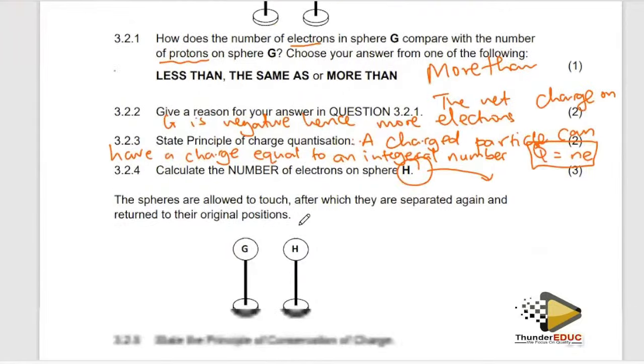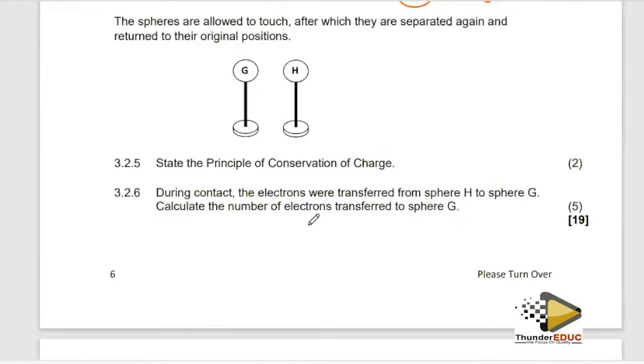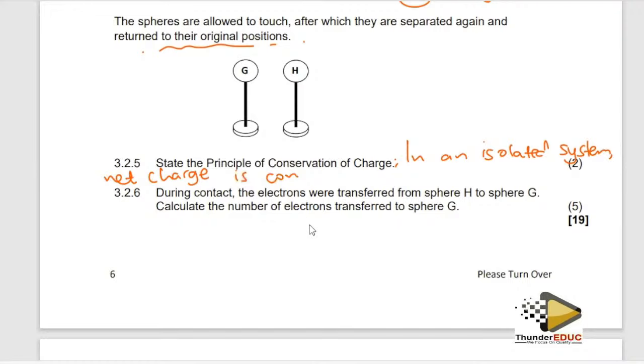All right, then the spheres are allowed to touch, after which they are separated again and return to their original positions. Now state the principle of conservation of charge. We can say that in an isolated system, the net charge is conserved, which means if we don't have any extra interaction, the charge must always remain the same.